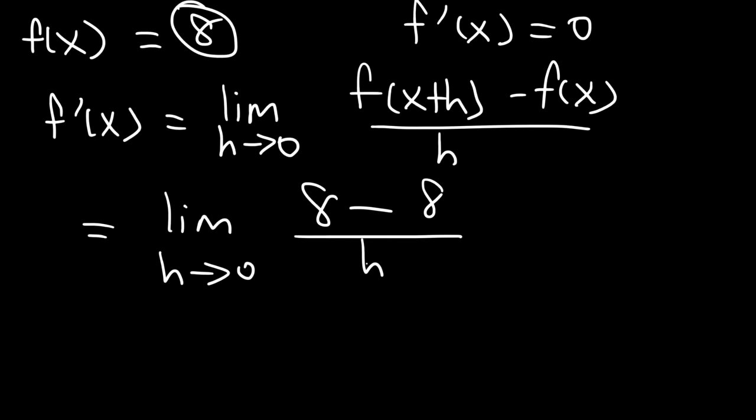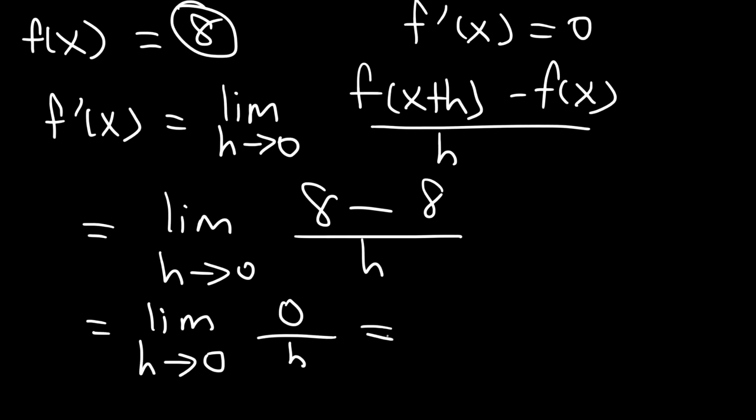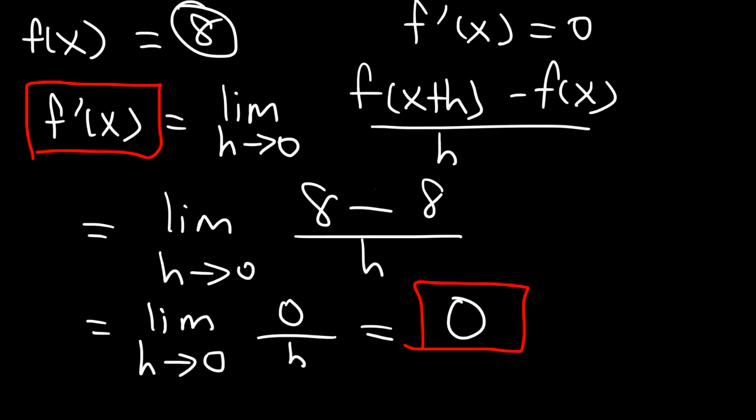So 8 minus 8 is 0. So we have the limit as h approaches 0, 0 over h. 0 divided by h is 0, so the whole thing is 0. Therefore, the derivative of any constant will always be 0. As you can see, these two will be the same. So thus we have the constant rule. The derivative of some constant c will be equal to 0.